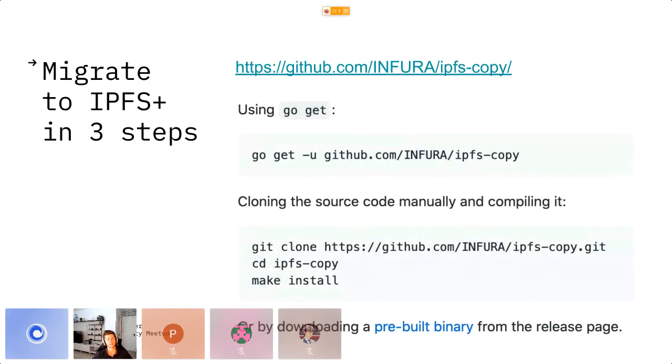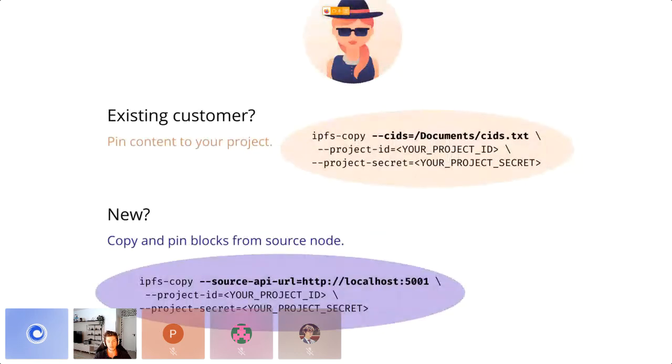To get started, I think it was 2 months ago, we created the IPFS Copy tool. It is an open source, super simple tool. You can check it out, make sure it's not malicious or anything, and you can either compile the binary from source yourself, or you can download the pre-built binary. The useful part about IPFS Copy is that it will allow you to migrate to Infura without much overhead or trouble, without writing a lot of custom scripts on your side.